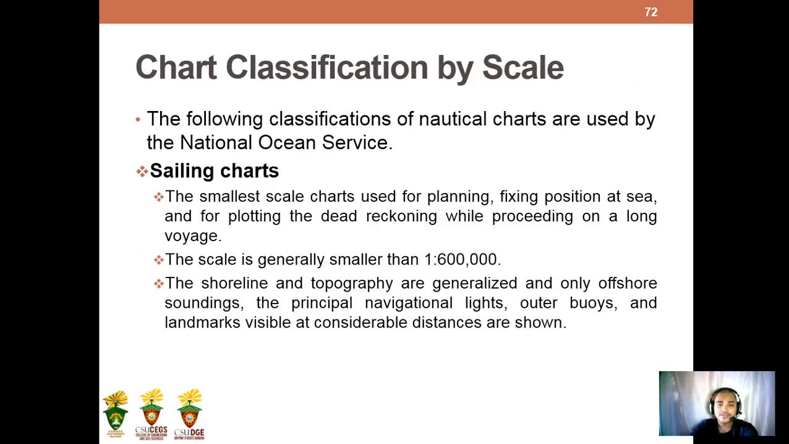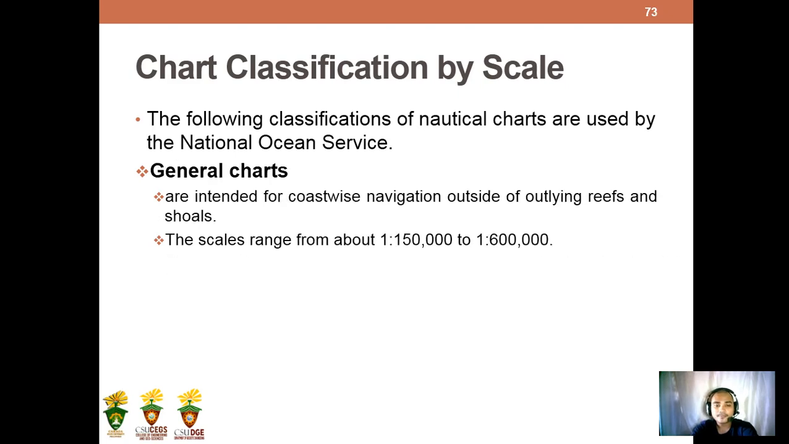We have also classification of a chart by scale. Here are the following classifications of nautical charts that are used by the National Ocean Service or the NOS. First, we have sailing charts. Sailing charts are the smallest scale charts used for planning, fixing position at sea, and for plotting the dead reckoning while proceeding on a long voyage. It has a scale that is generally smaller than 1:600,000. The shoreline and topography are generalized, and only offshore soundings and the principal navigational lights, outer buoys, and landmarks visible at a considerable distance are shown on this kind of chart.